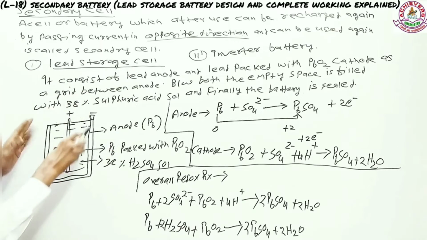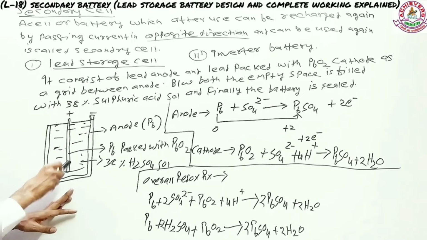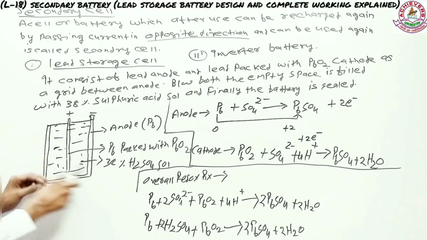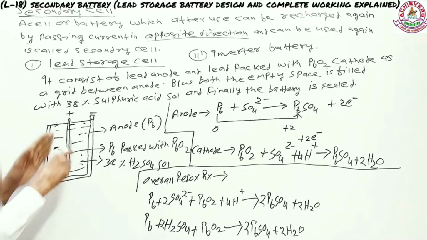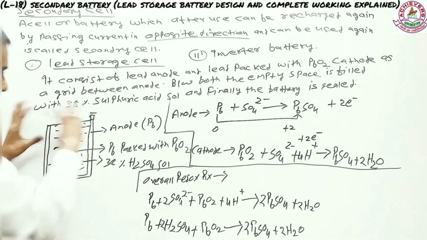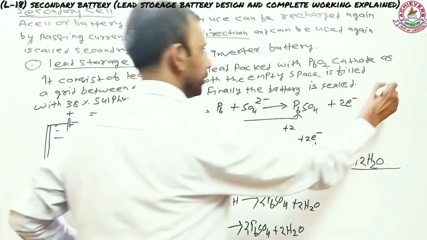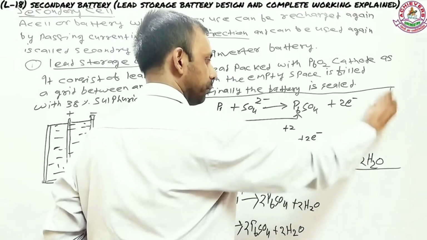A lead storage cell consists of a lead anode, a lead chamber, and inside that there is a lead packed with lead oxide as cathode, and all the spaces between them are filled by 38% H2SO4 solution. So this is 38% H2SO4 solution in between that. Now after all the arrangement has been done, the battery is sealed. What happens then? This is the chemical reaction that takes place inside the cell.